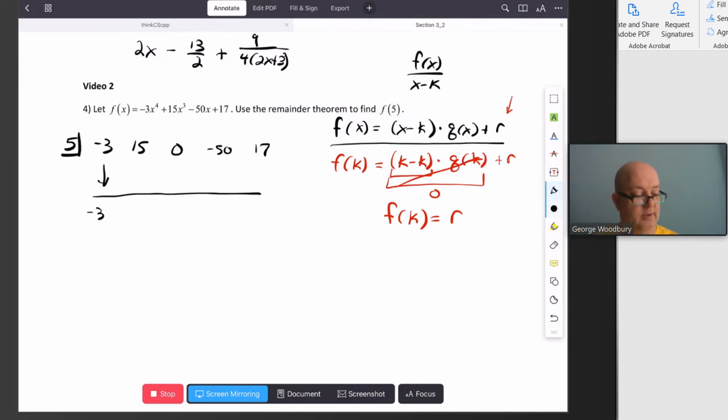Bring down the -3. 5 times -3 is -15. 15 minus 15, that's 0. That's good news. 5 times 0 is 0. Write that on the next line. 0 plus 0 is 0. More good news. 5 times 0 is 0. -50 plus 0 is -50. And so 5 times -50 is -250. And probably the hardest arithmetic that I've had to do in this problem is 17 minus 250. That's -233. That is f of 5.